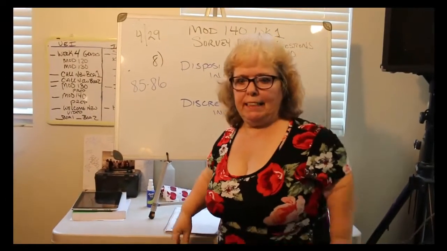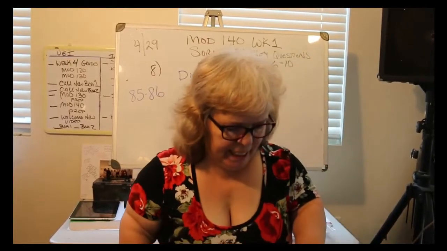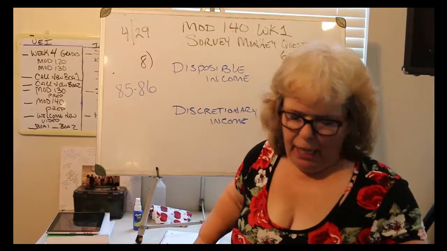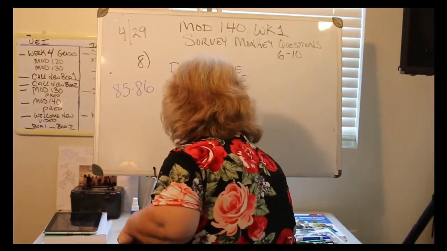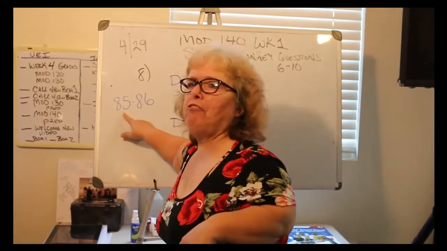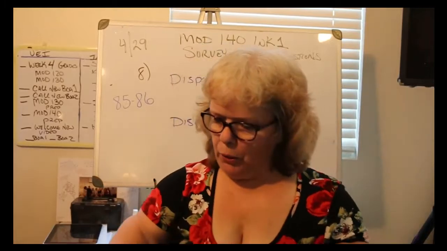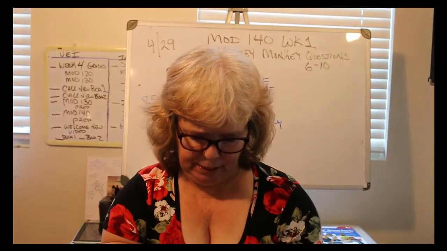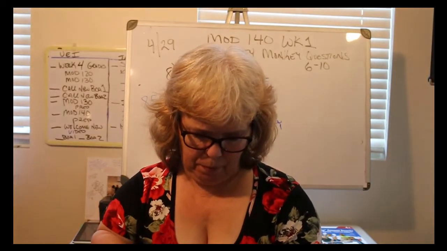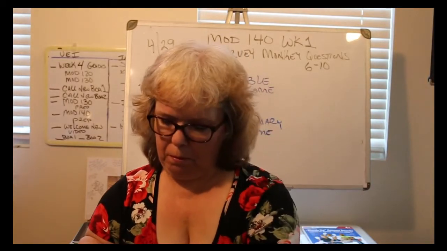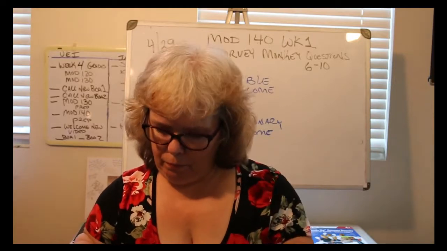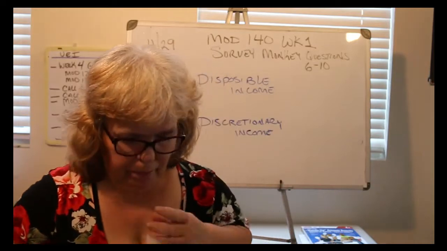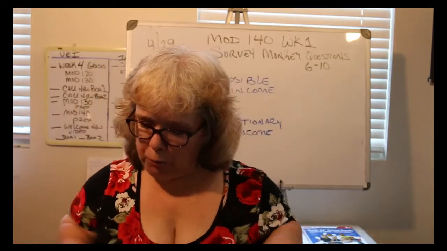Okay, number 8. Number 8 wants to know, what is the difference between disposable income and discretionary income? And you can find the answer to number 8 on pages 85 through 86. So let's go ahead and go there. 85 through 86. Okay. So, disposable income.